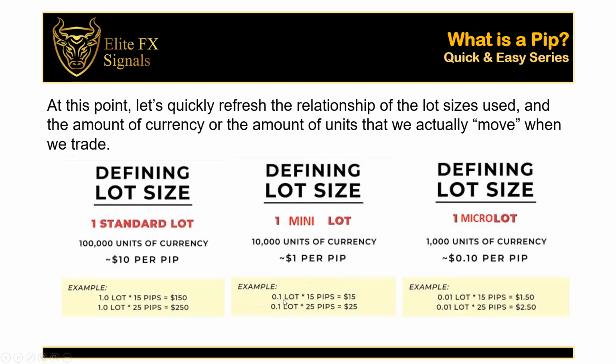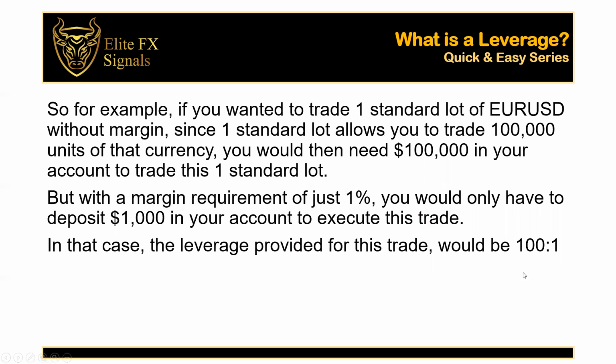So trading 0.1 lots or one mini lot, and again making or losing 15 pips, is the equivalent of $15. Last, we do have the micro lot, which is moving 1,000 units of that currency, and the value per pip is 10 cents. So if we trade 0.01 standard lots or one micro lot, and we make or lose 15 pips, then we will be talking about gaining or losing $1.50. Okay, so what's important to remember here is the size of the units that we are trading.